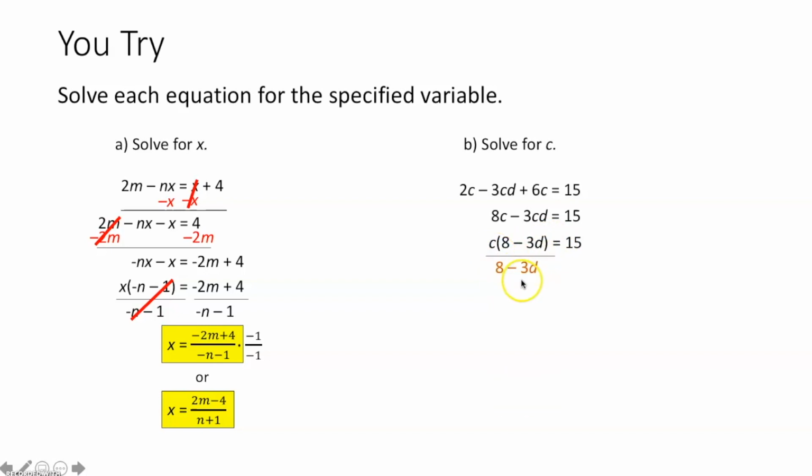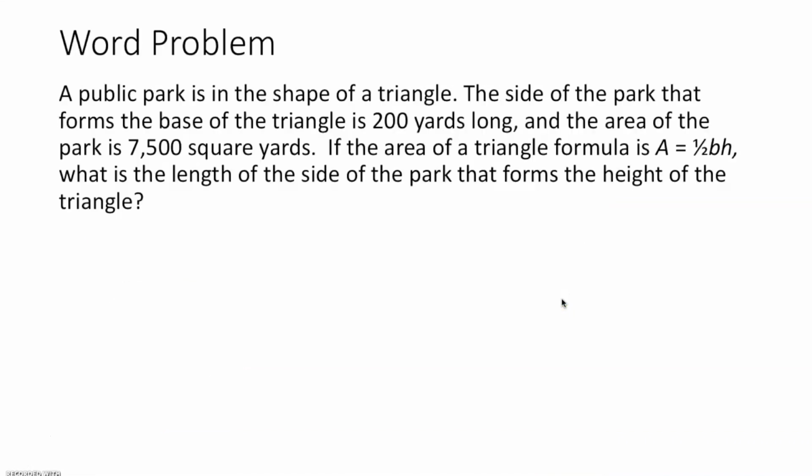Now I can just divide both sides by 8 minus 3d. These are going to cancel each other out. I'm left with c is equal to 15 over 8 minus 3d. And you're done. Okay, let's finish off with a word problem.